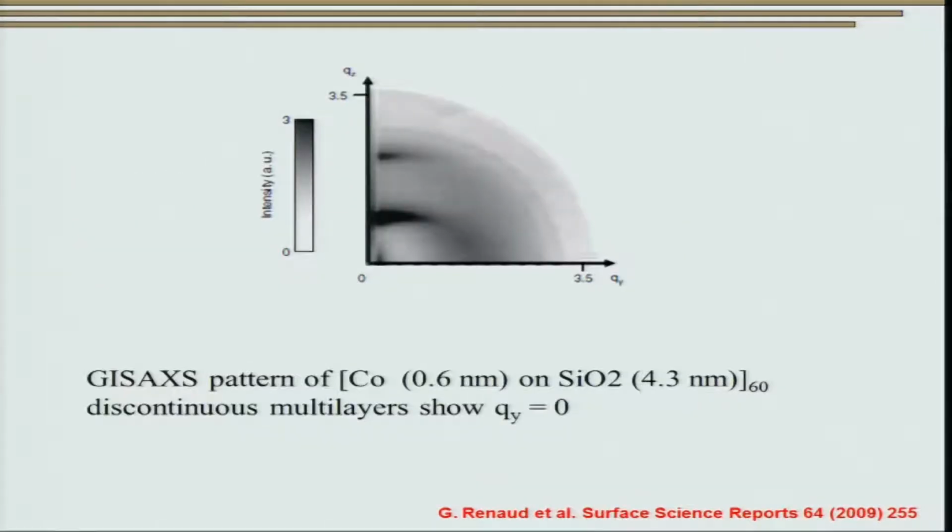So, an experimental result of a GISAXS pattern of 0.6 nanometer cobalt on 4.3 nanometer silica, 60 such discontinuous multilayers, shows Qy equal to 0. Here is Qy, but along Qz you see nice Bragg diffraction peaks corresponding to the period. So you can imagine how you can use this. I am not showing the analysis part over here, but this is in reciprocal space, so it will be in something like inverse nanometer. Using this we can actually find out the period of the film.